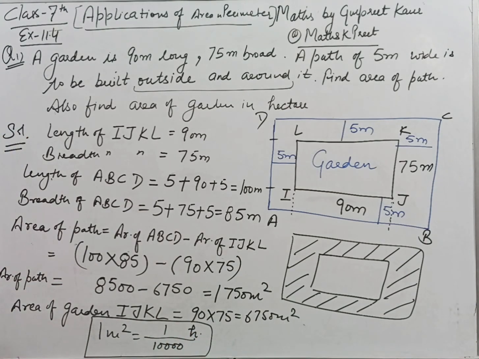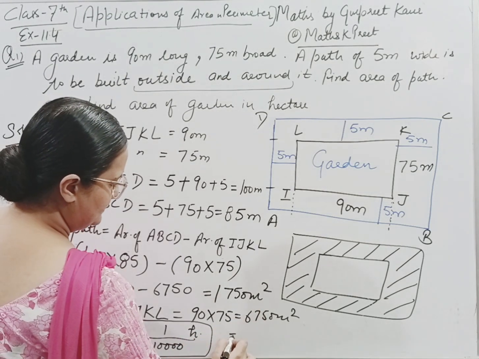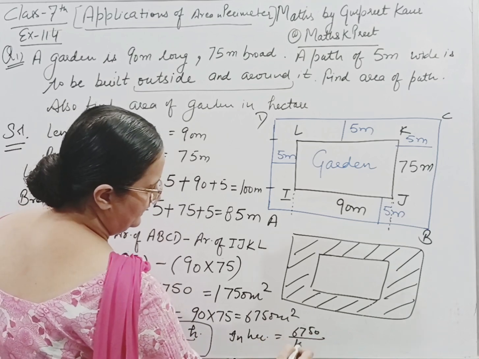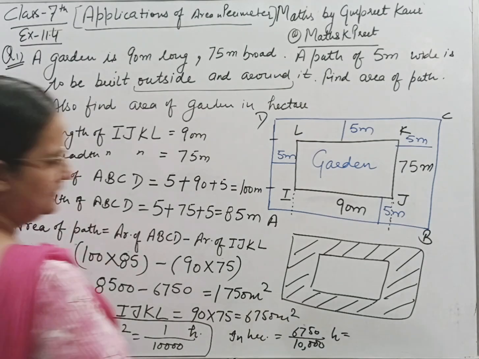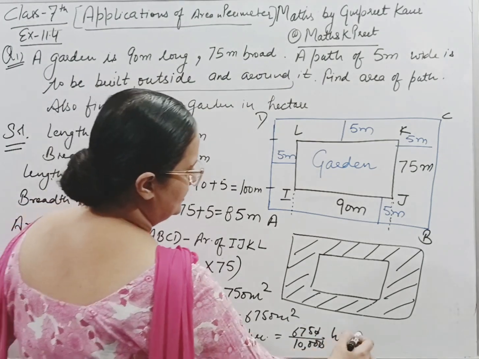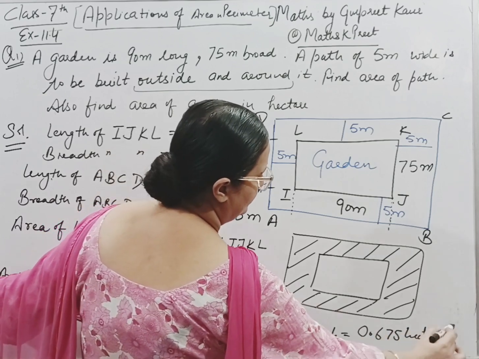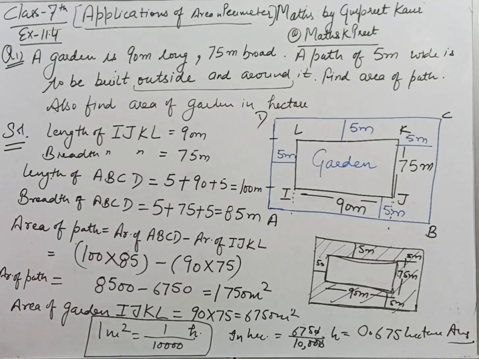From here we can calculate the area of garden in hectares. So I will just divide. In hectares I'll get 6750 divided by 10,000. I am getting the answer in hectares. So what I am getting, we can cancel these out, 1 2 3. It is 0.675 hectares. This is my answer for this area of garden in hectares. I hope you understood. This is the complete solution for this question. Let's see the next question.